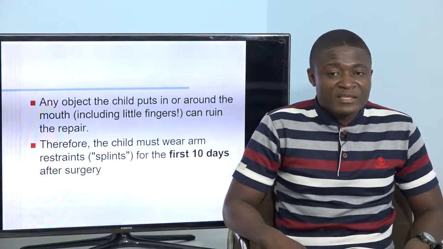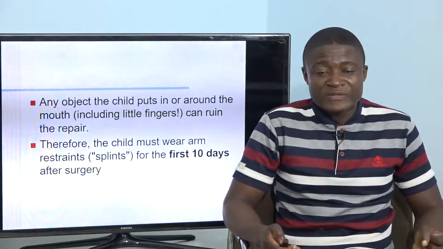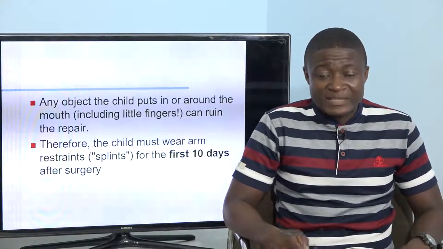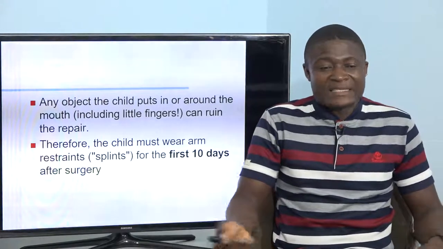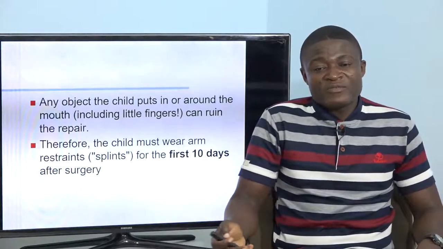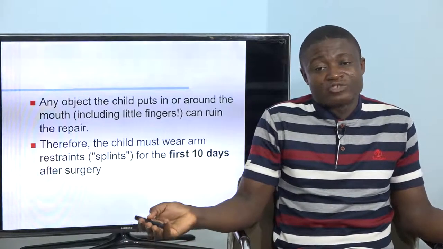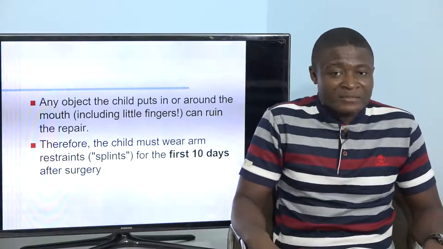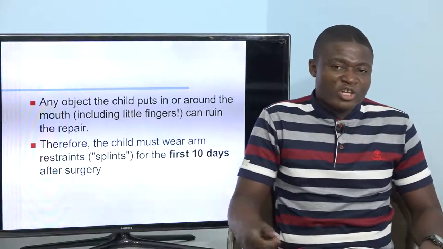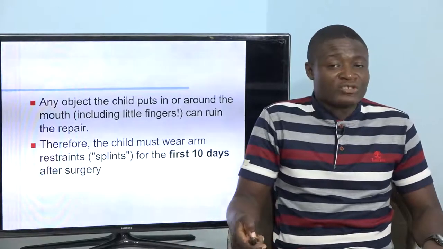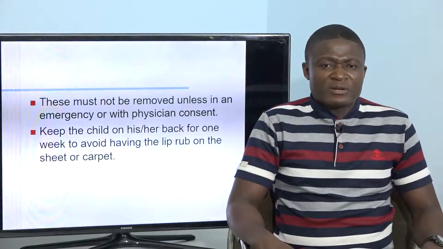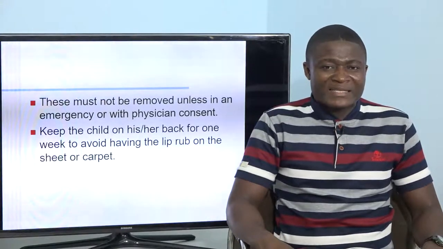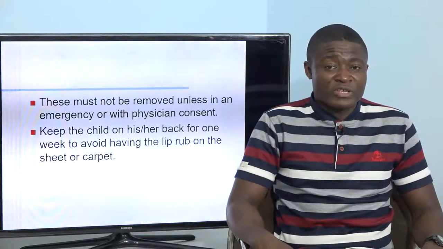Therefore, the child must wear arm restraints, splints, for the first 10 days after surgery. Sometimes they actually splint the arms, so that some even go to the extent of tying the arms a little too softly or snugly to the cot, in order to prevent the child from touching the incisional site and ruining the surgical process. These must not be removed unless in an emergency or with a physician's consent. We are talking about the restraints.